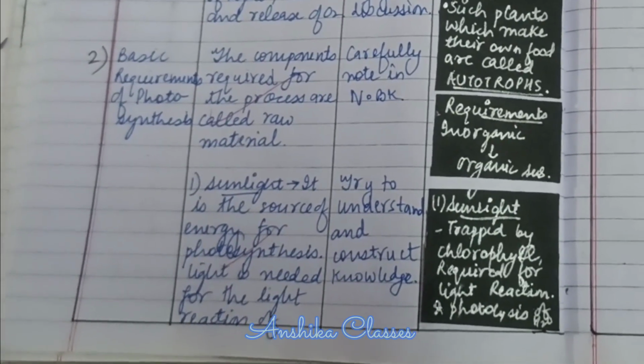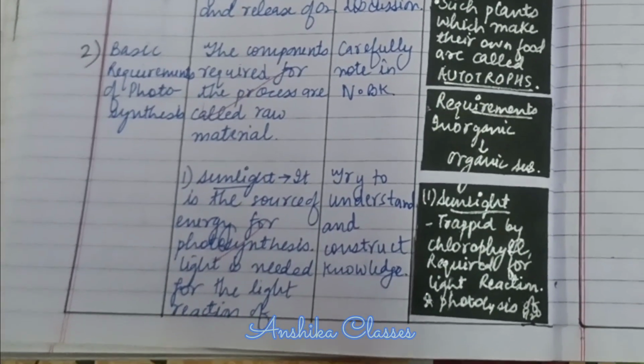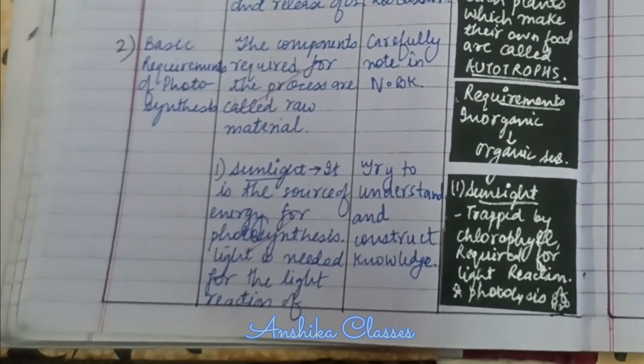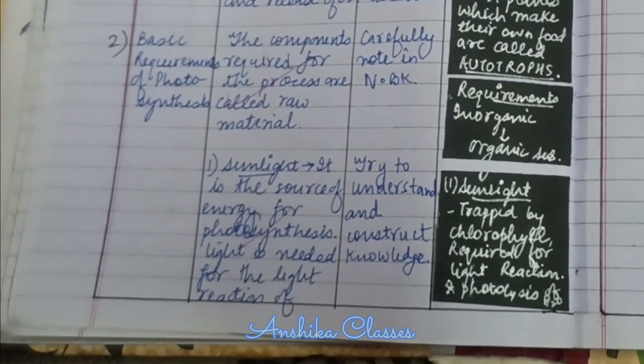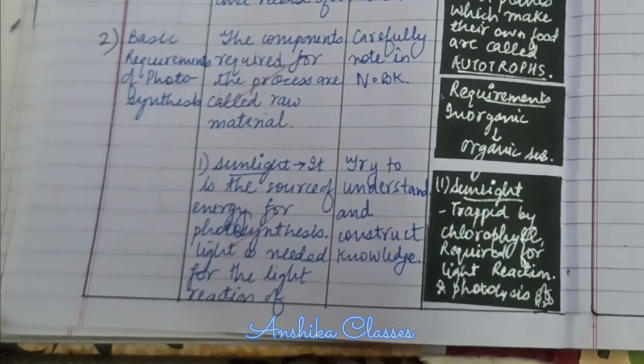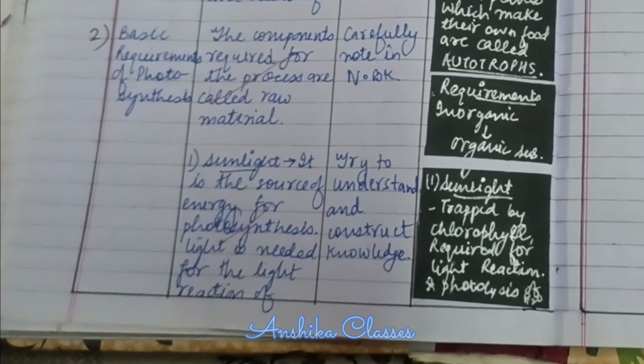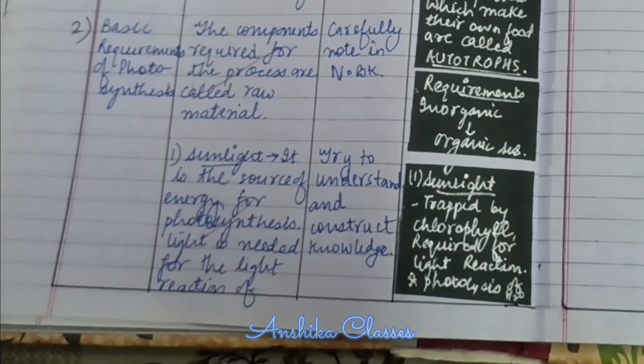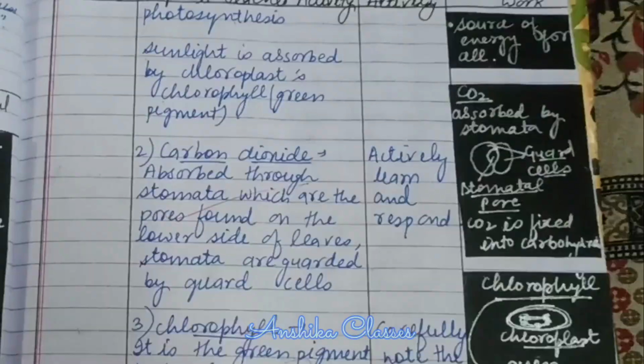What are the basic requirements of photosynthesis? The components which are required for the process are called raw material. Firstly, we need sunlight. Sunlight is the source of energy for photosynthesis. Light is needed for the light reaction in plants. It is trapped by chlorophyll, which is present in the chloroplast of the plant.